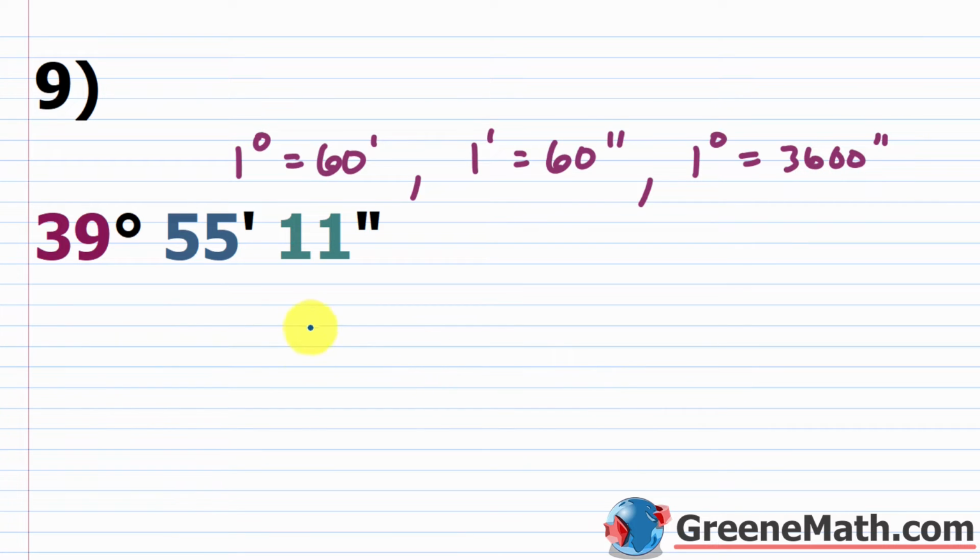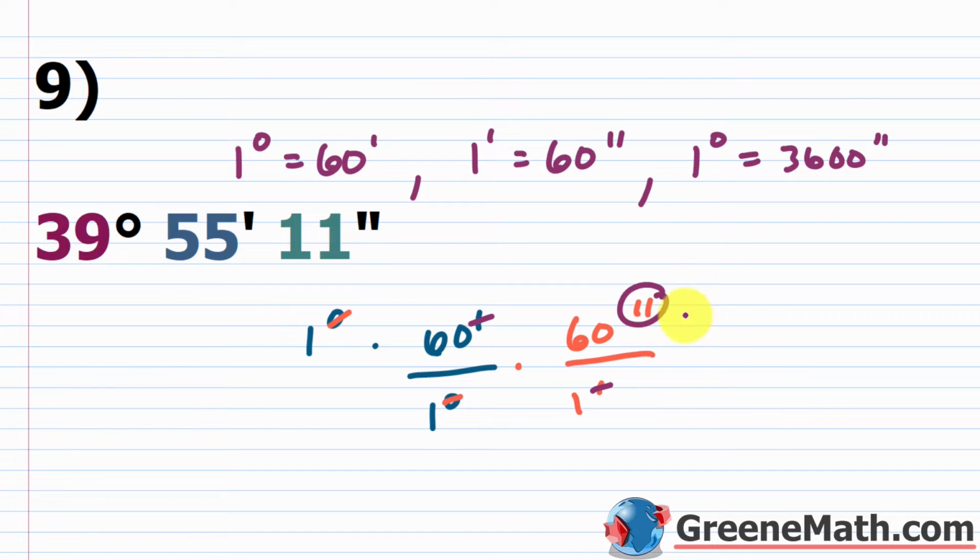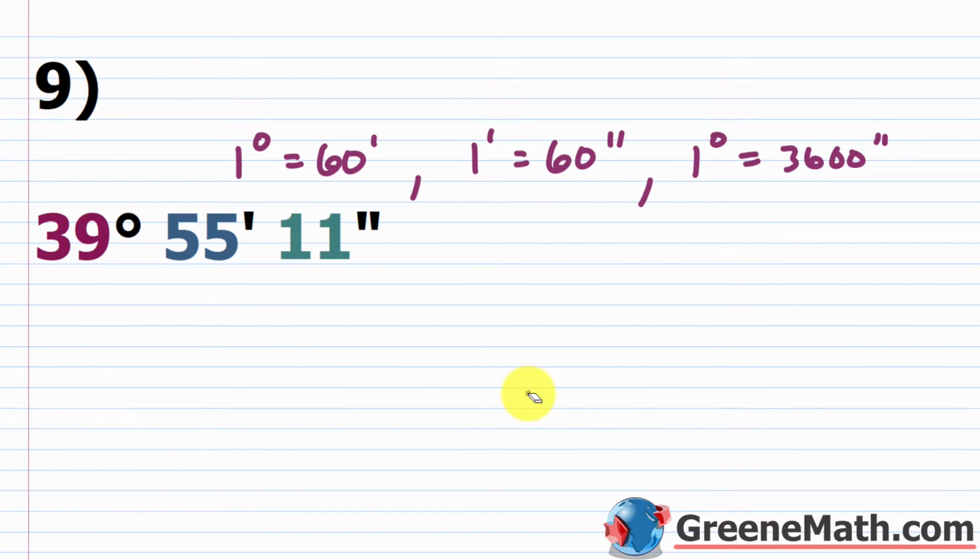If you just start with 1 degree and you multiply by 60 minutes over 1 degree, so that the degree unit is going to cancel, and then you multiply by 60 seconds over 1 minute, so that the minute unit is going to cancel, well, what are you left with? You're left with 60 times 60, which is 3,600, and your units are going to be in terms of seconds. So this is 3,600 seconds, so that's where that relationship is coming from. Okay, so now that we understand that, we're ready to convert this over.